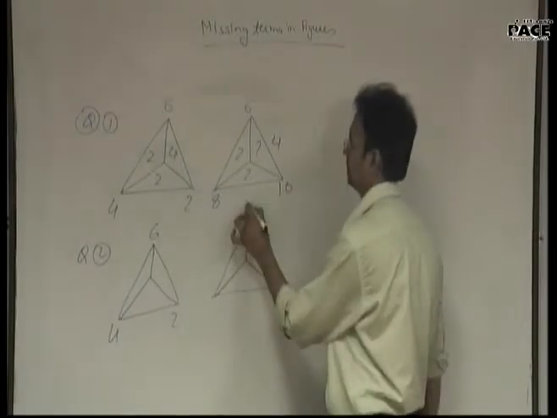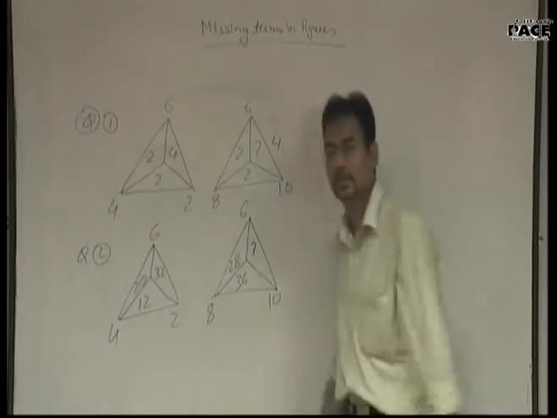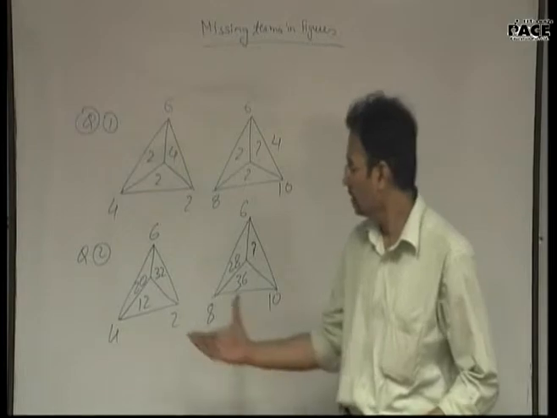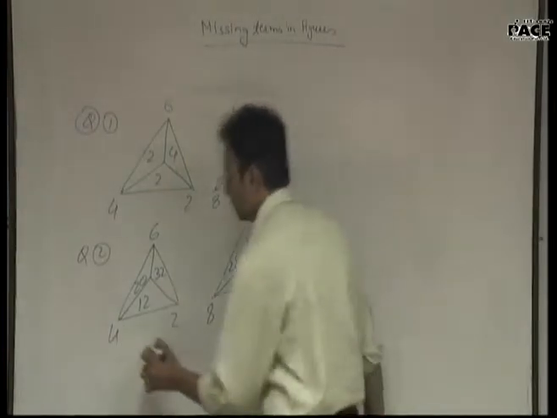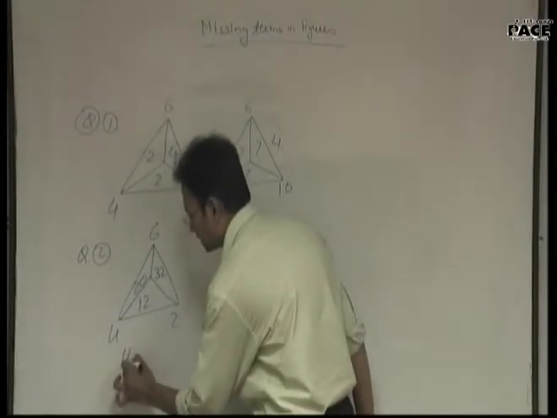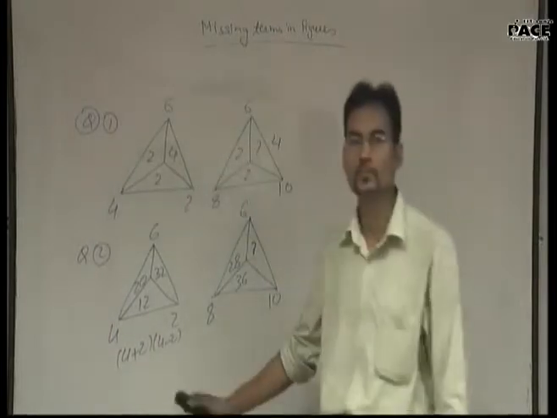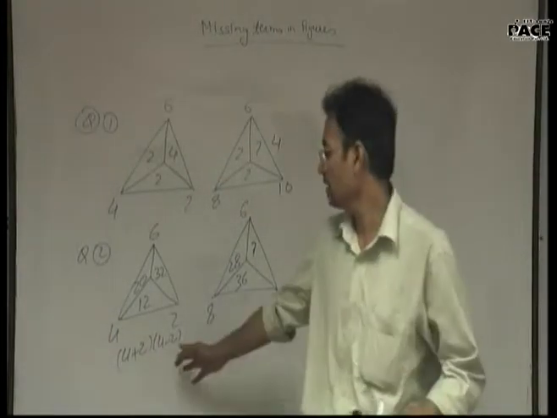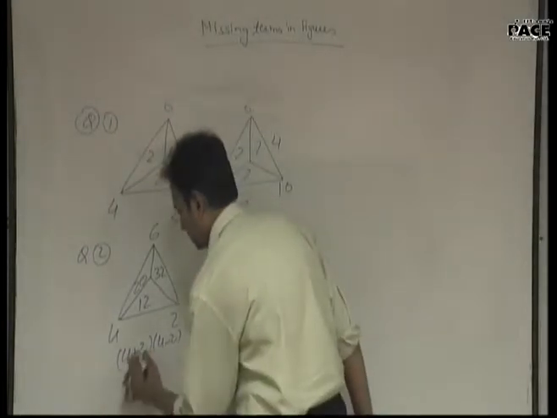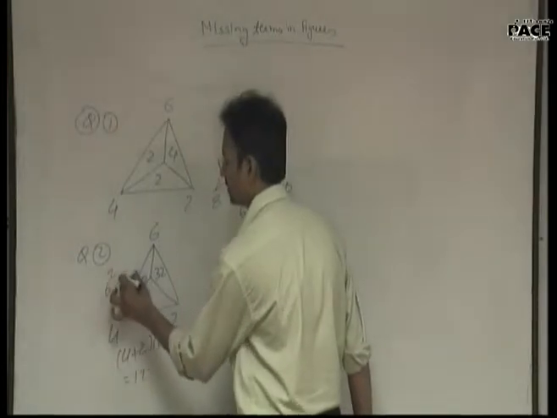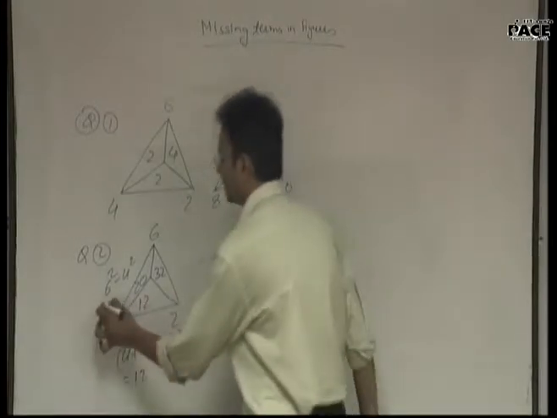Suppose we have the same digits and a question mark. Now we have to apply some different logic there. The logic here is 4 plus 2 and 4 minus 2. Then this is nothing but a square minus b square, which is 12. Similarly, 6 square minus 4 square will give you 20.